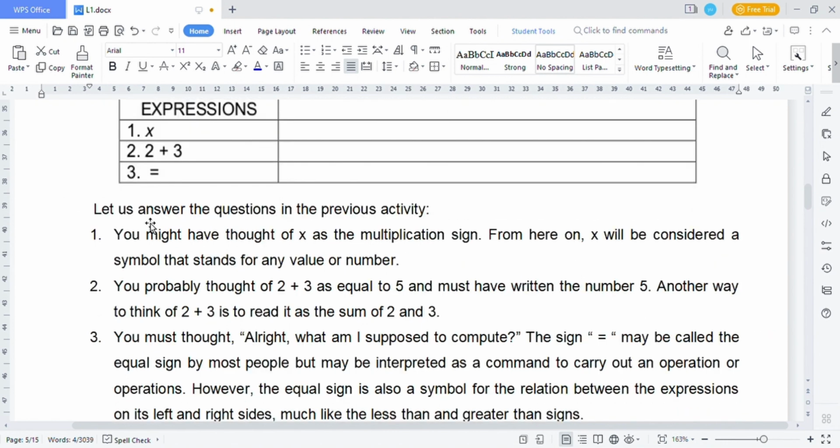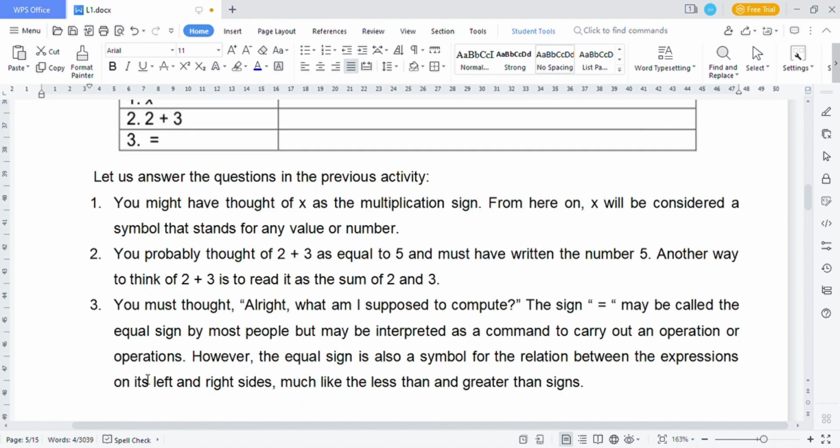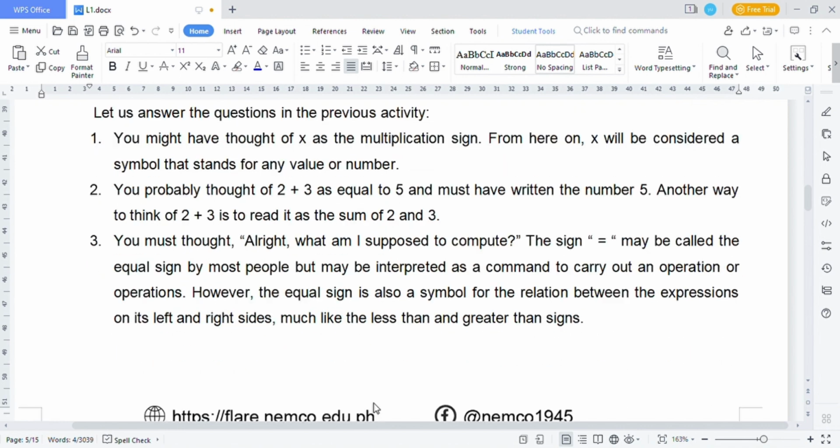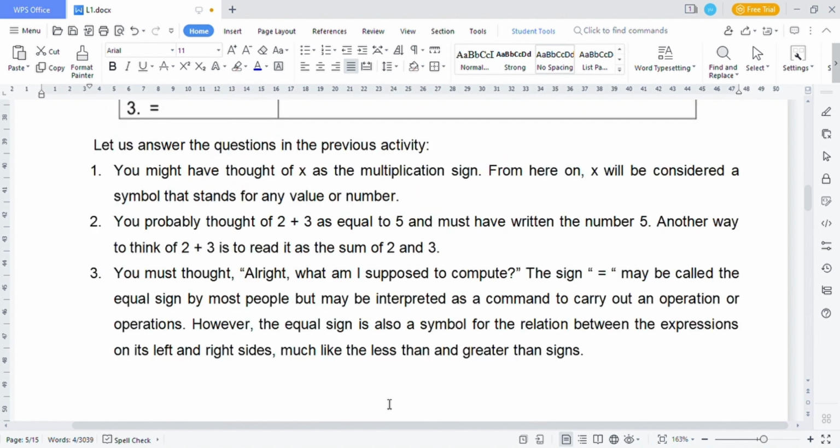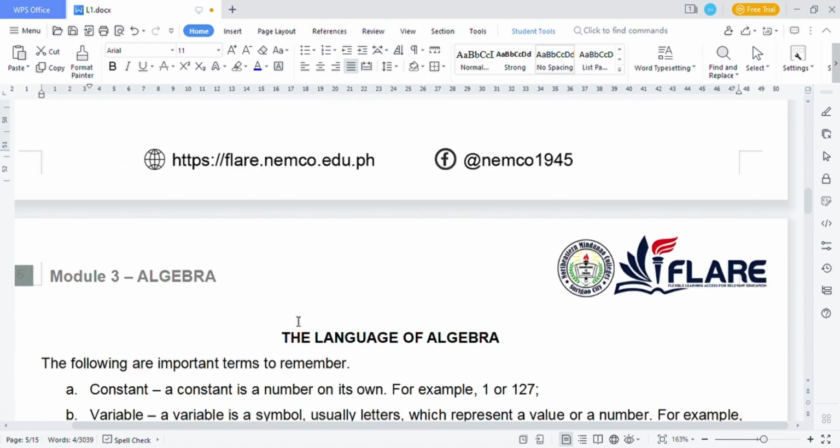So number 3, we have the equal symbol. You must have thought, alright, what am I supposed to compute? Because the equal sign may be called the equal sign by most people, but may be interpreted as a command to carry out an operation or operations. However, the equal sign is also a symbol for the relation between the expressions on its left and right side, much like the less than and greater than signs. So this is more like the equality of the left hand side and the right hand side.